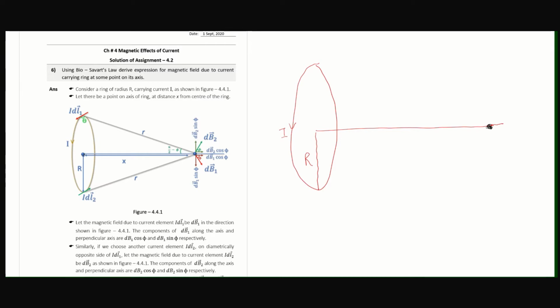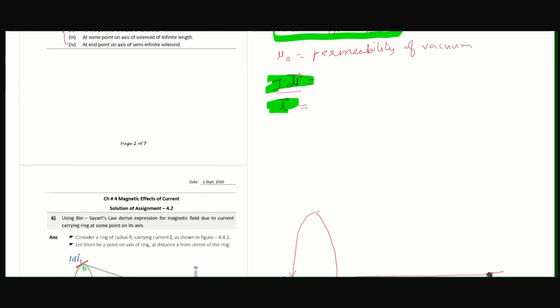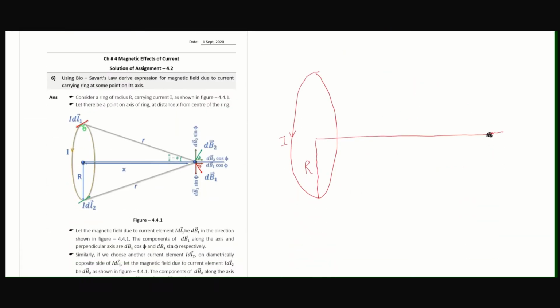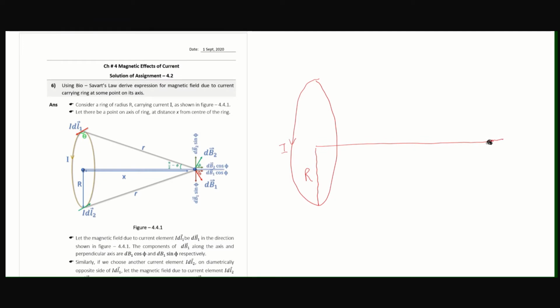So now, what next? Next I'll have to decide what is I dL. So in this case, let me consider some I dL here. Say here is my I dL. So this is my chosen I dL. And with respect to this I dL, where is the point? So I would say that the point is at say distance r. So let it be r.